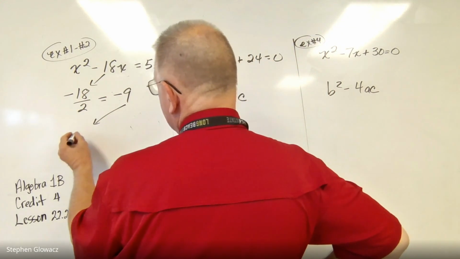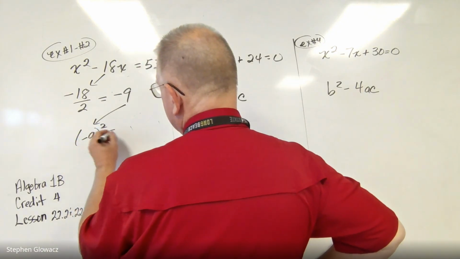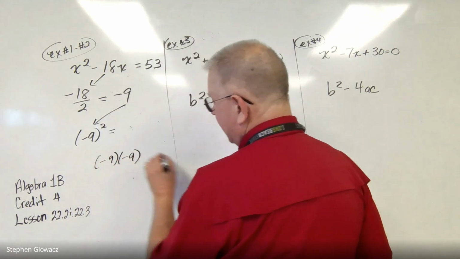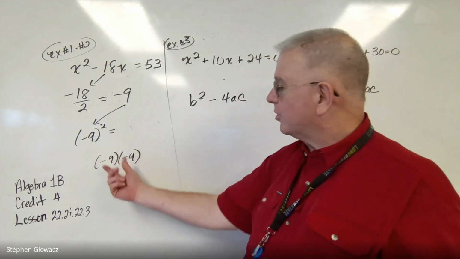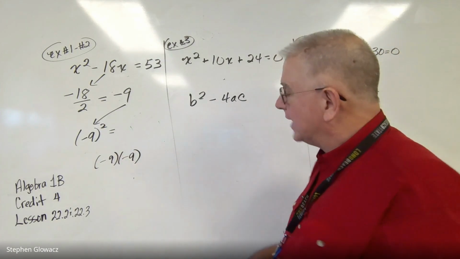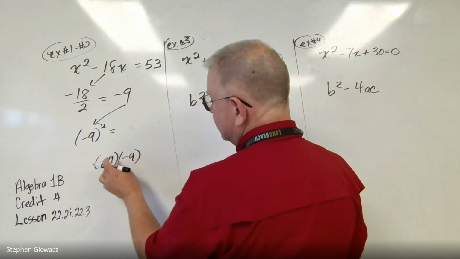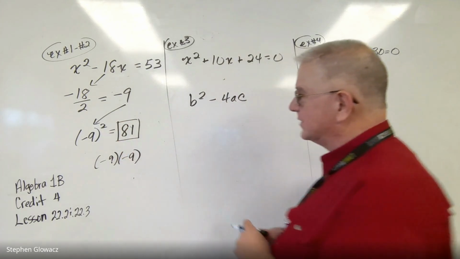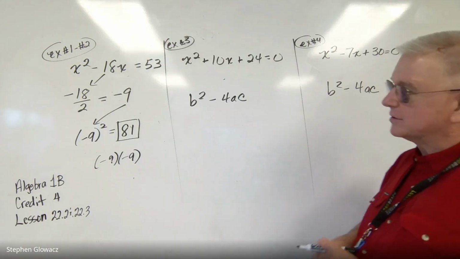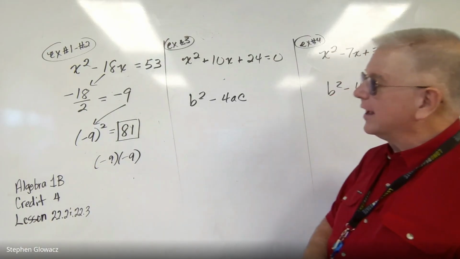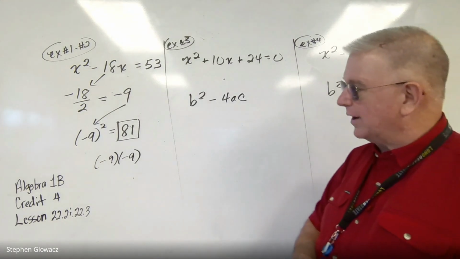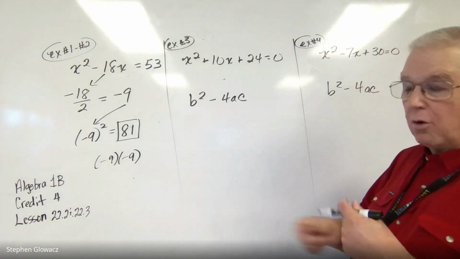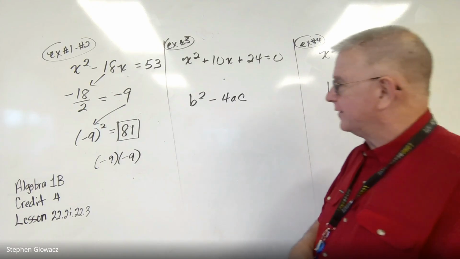Then you take the negative 9 and square it. And remember, what does negative 9 squared mean? It means negative 9 times negative 9. So when you square a number, you're multiplying it by itself. And so a negative times a negative is a positive. 9 times 9 is 81. So the number that should be added to both sides of the equation is 81. So not too bad there, not too much work. And that's all you got to do for problems 1 and 2. Just come up with that first step if you were going to solve that equation by completing the square.